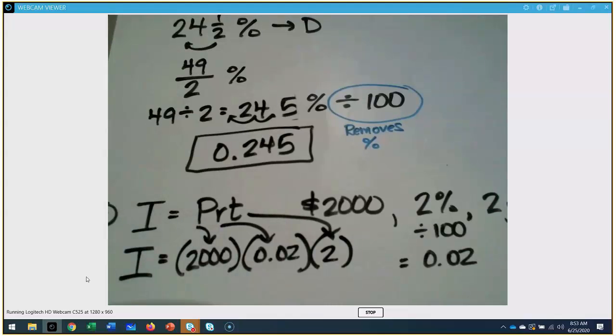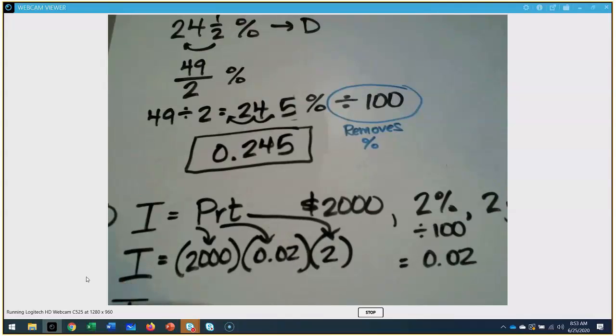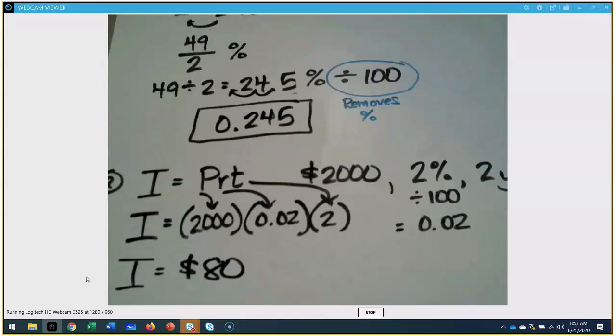I'm just going to throw it in my calculator. Where is my calculator? There we go. So 2,000 times 0.02 times 2 gave me 80.